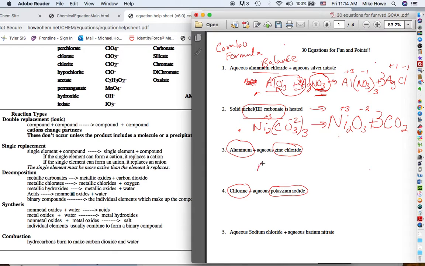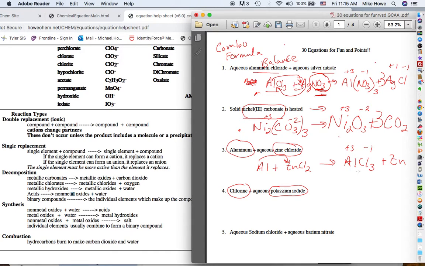Okay, so you'd say aluminum plus zinc chloride. The aluminum goes where the zinc is. Since aluminum forms a cation, it replaces the cation. So you end up with aluminum chloride plus zinc. Now, did you notice when I said aluminum chloride, I just automatically went boom, boom, boom. But if you're doing it, you're probably going to write AlCl. That's plus 3. That's minus 1. So you'd have 3 chlorines to go with the aluminum.